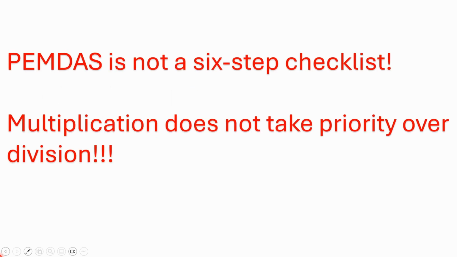Now, what people do mess up: there are a lot of people that give an answer of 1, but they give an incorrect reasoning for it. And I've got it highlighted here in red. It's because I keep hearing this from people. Oh, the answer is 1 because you do the multiplication first. And what I'm going to tell you again, and I keep stressing this over and over, is PEMDAS is not a 6-step checklist. Multiplication does not take priority over division. Just because PEMDAS has the M before the D does not mean it goes first.